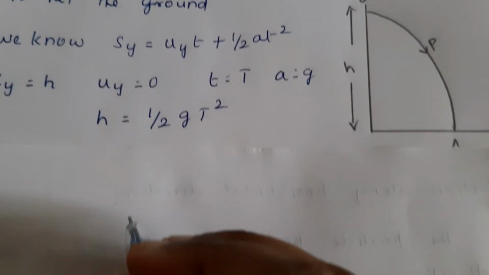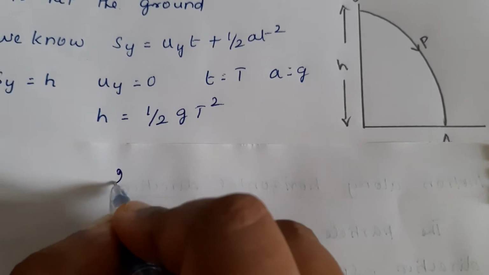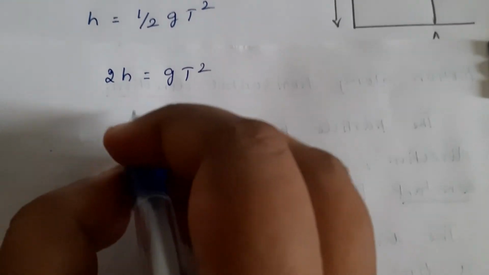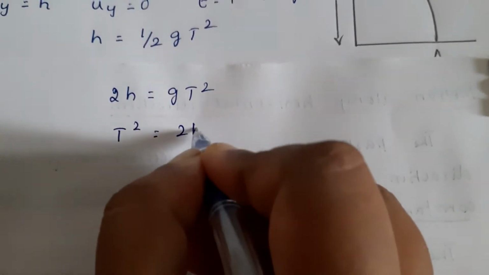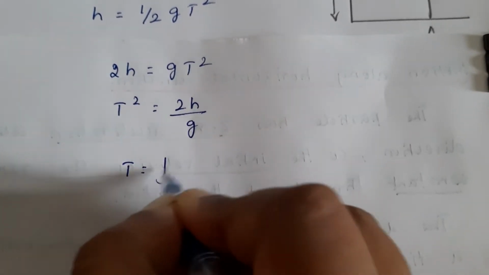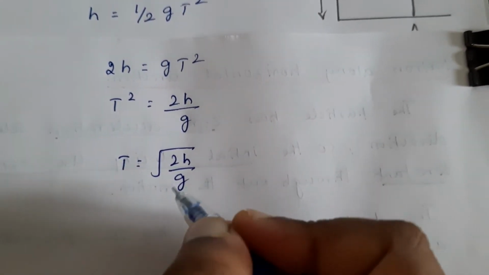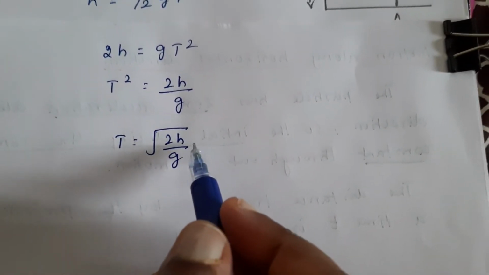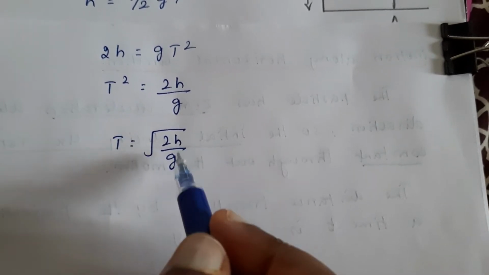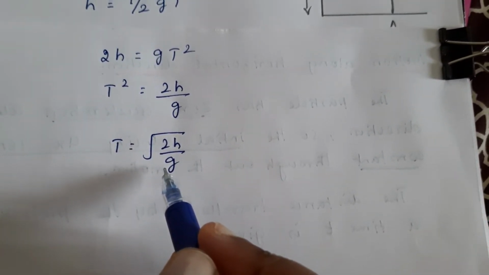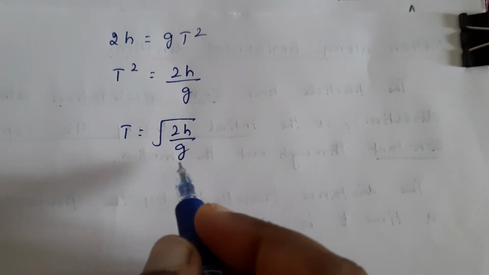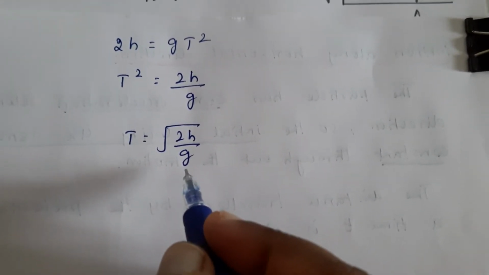Now this can be written as 2h is equal to g t square. So t square is equal to 2h by g. So t is equal to root of 2h by g. Okay. Now the time of flight depends upon the height of the projectile. It is depending upon what? The height of the projectile, and it is independent of the horizontal velocity. It is not depending upon any velocity. It's independent of the horizontal velocity of the projection.